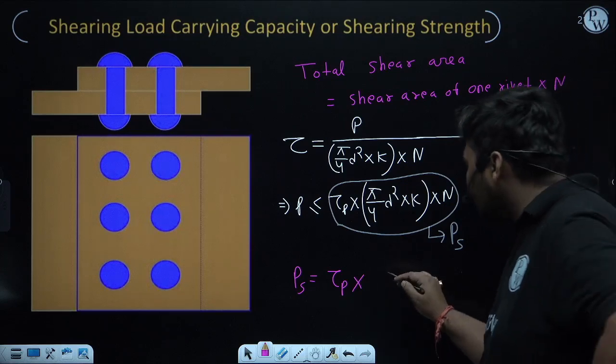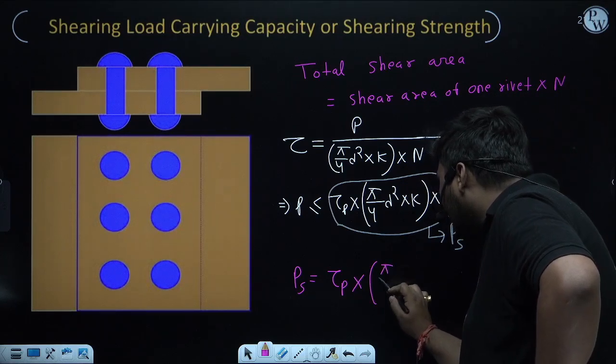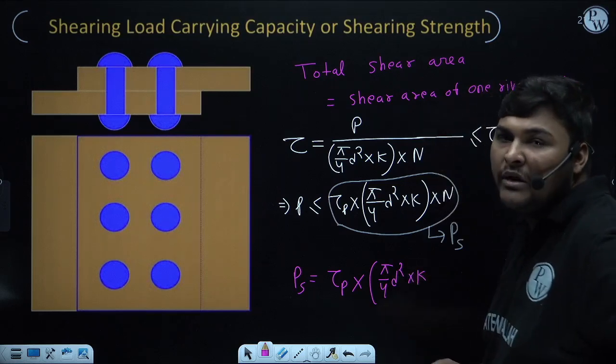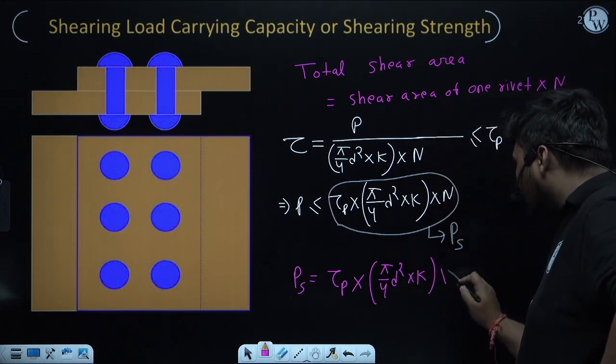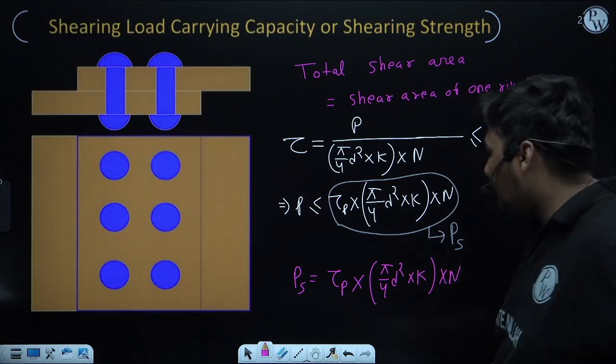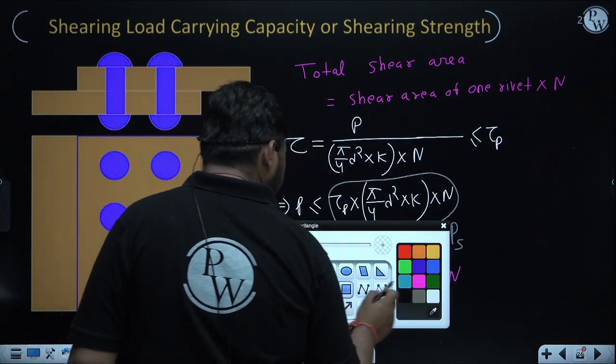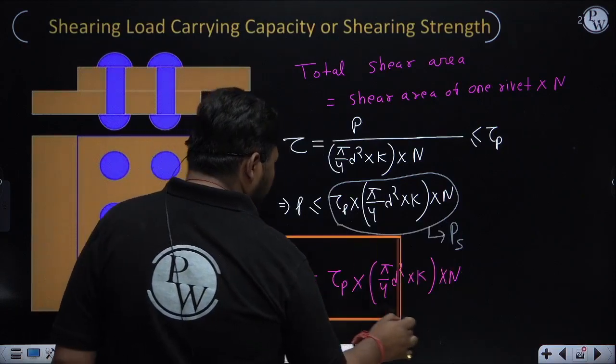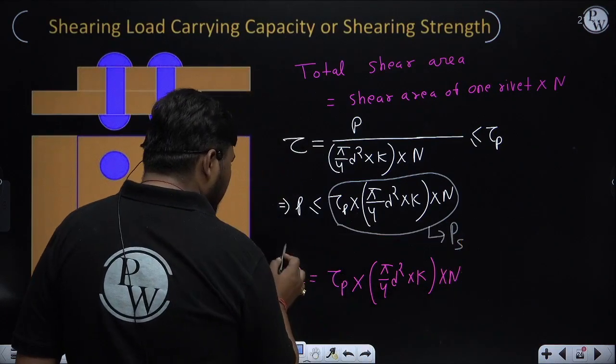How to calculate total shear area? First calculate the shear area of one rivet, which is pi by 4 d square into k. K is 1 for single shear, k is 2 for double shear, into the number of rivets per plate, which I am denoting as capital N. So it is the formula to calculate shearing load. Very easy to understand and remember.